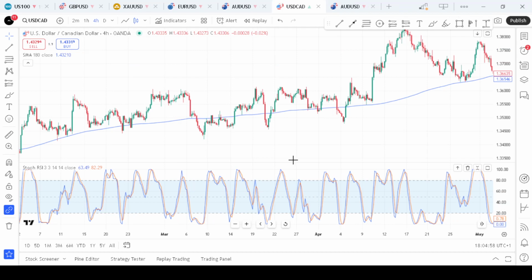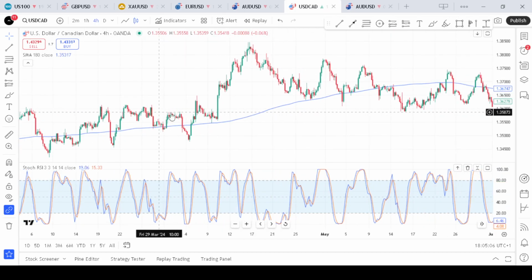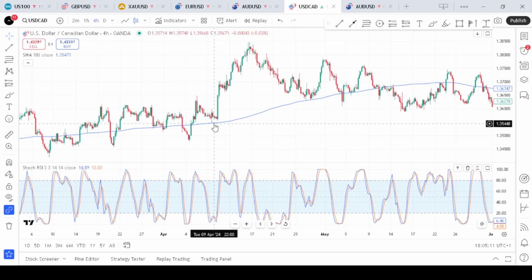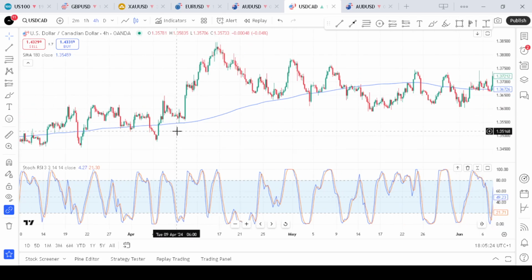In a buy scenario, you can notice that price is constantly above the 180 moving average. We just have to wait for price to come back and retest the 180 moving average. The 180 moving average will have to act as a support region, while in a downtrend it will act as a resistance region. When it comes back to retest, we have to check our stochastic indicators.